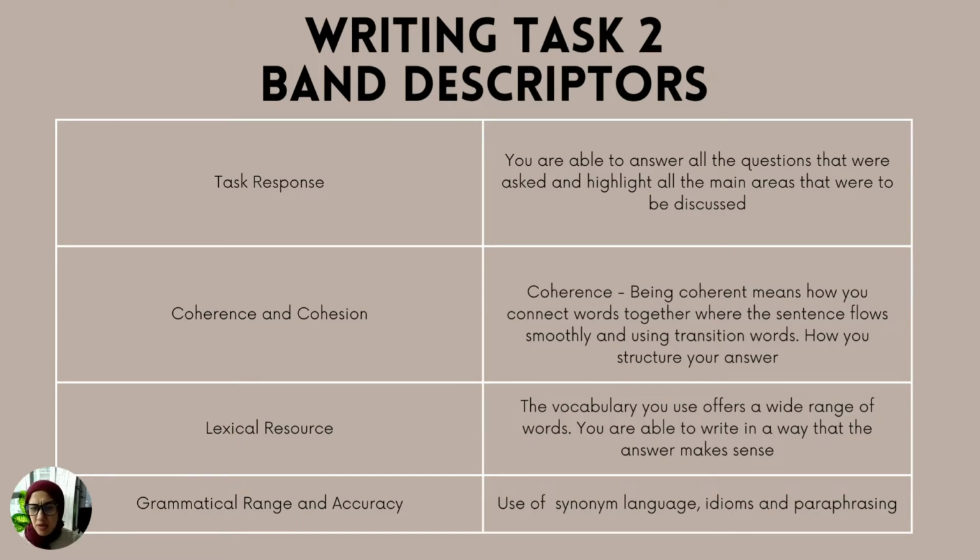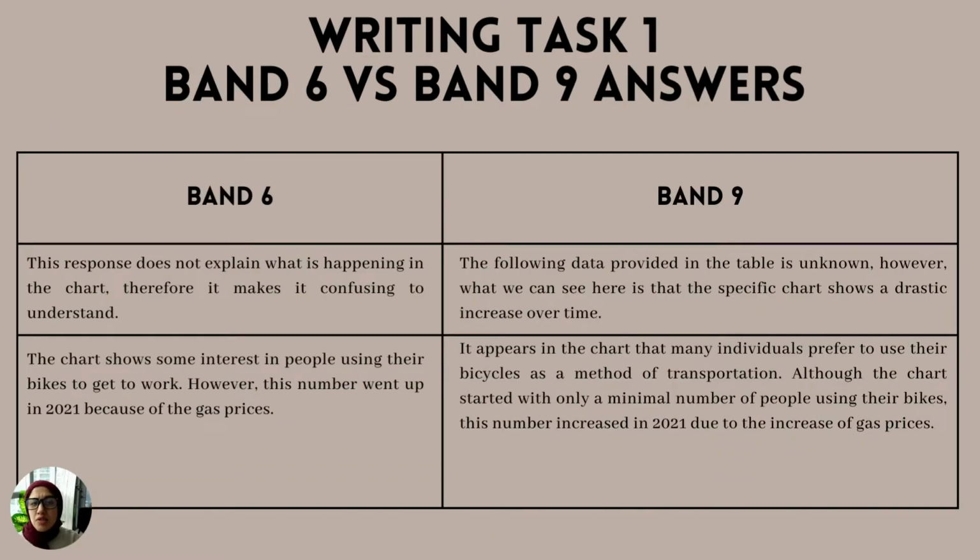Now let's take a look at some examples of band 6 answers versus a band 9 answer. Try to keep note of each one so you hopefully could score a band 9, and try to avoid answers that look like the band 6 answers that I'll be providing you. So let's take a look at some writing task 1 band 6 answers.